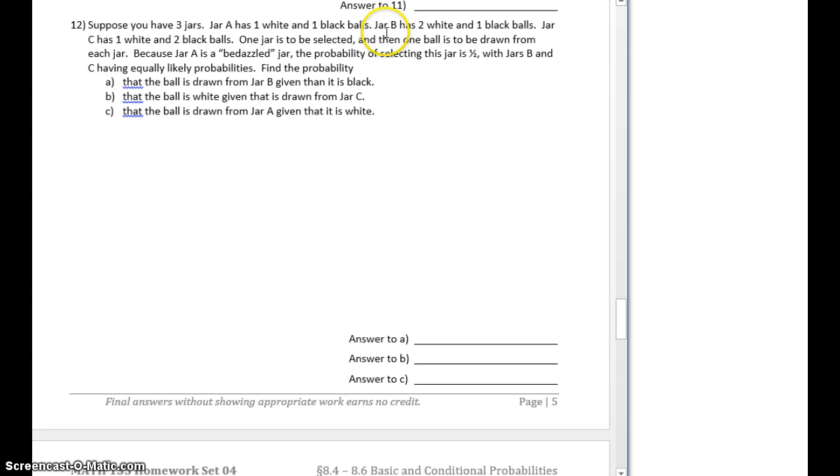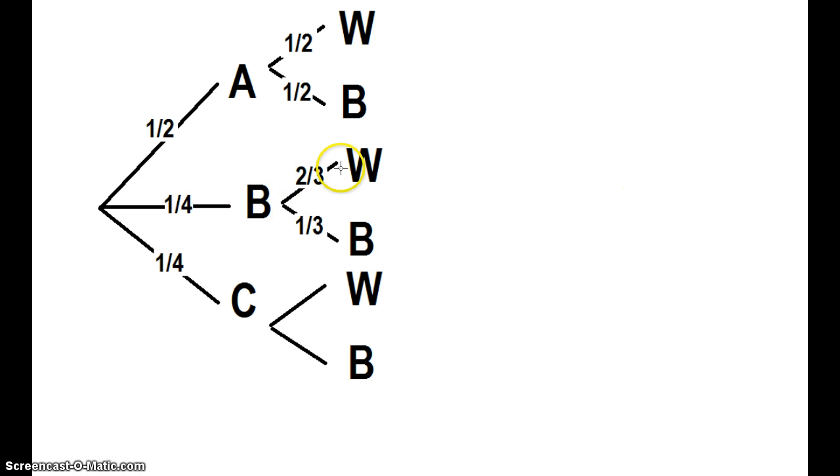Jar B has 3 balls, 2 whites and 1 black, so there's going to be a 2 out of 3 chance of getting a white and then a 1 out of 3 chance of getting a black. So here it is. After choosing B, you have a 2/3 chance of getting a white, 1/3 chance of getting a black. And this decimal would be 0.66666 repeating forever, and this would be 0.333 repeating forever. So this is a reason you want to leave it as fractions, because you don't want to have to round those decimals, because rounding will throw off your answer.